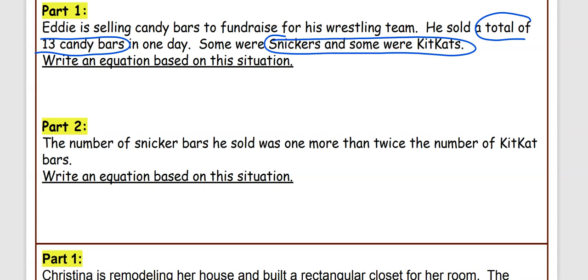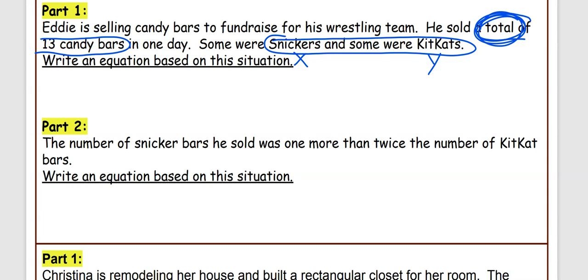Now, what we know is we need to define the 2 variables. What 2 things are being mentioned in here, but we don't know how many we have. Snickers and Kit Kats. So we'll call one of these x and the other one y. Typically, I like to go in order from left to right. Whatever I see first would be x, second thing would be y. It's just a good standard form. Although technically, if you really want to, you could mix them up and it doesn't matter, but let's just keep it in order.